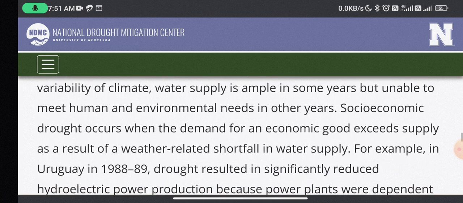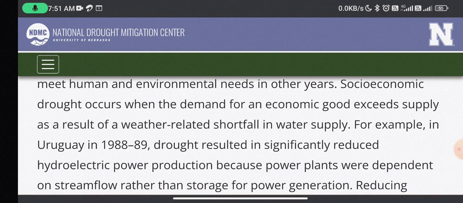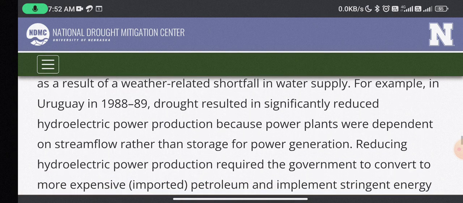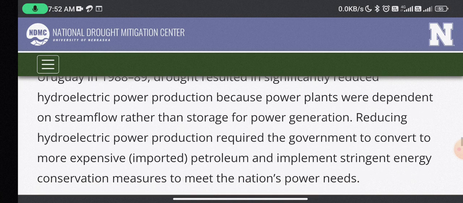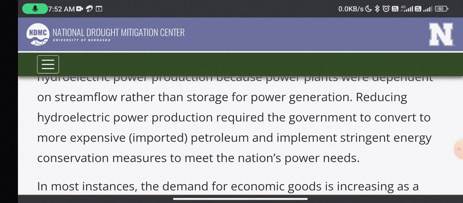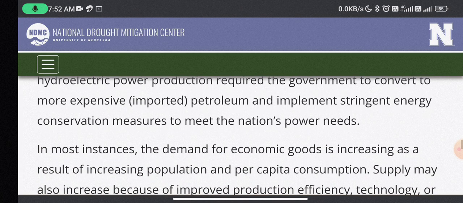Socioeconomic drought occurs when the demand for an economic good exceeds supply as a result of weather related shortfall in water supply. For example, in Uruguay in 1988 to 89, drought resulted in significantly reduced hydroelectric power production because power plants are dependent on stream flow rather than storage for power generation. Reducing hydroelectric power production required the government to convert to more expensive imported petroleum and implement stringent energy conservation measures to meet the nation's power needs.